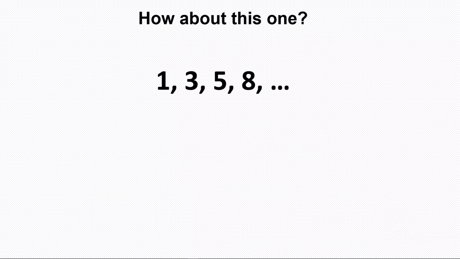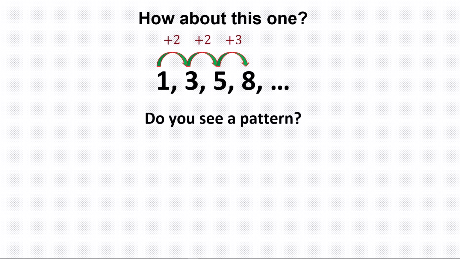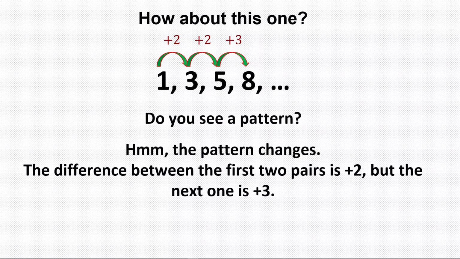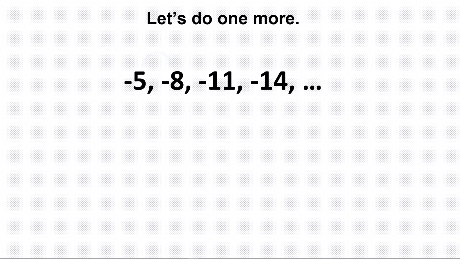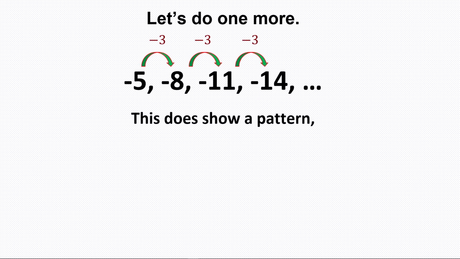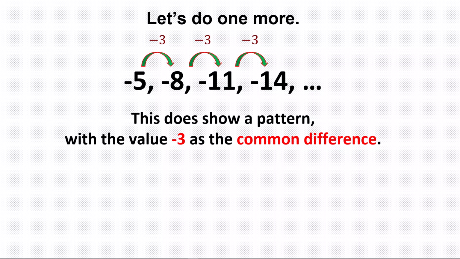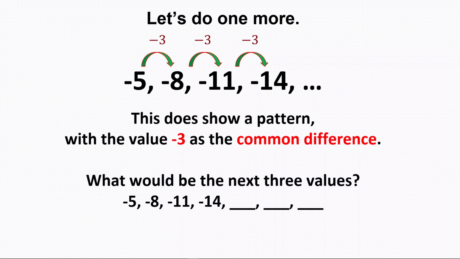How about this one? Do you see a pattern? The pattern changes. The difference between the first two pairs is +2, but the next one is +3. This is not an arithmetic sequence. Let's do one more. This does show a pattern with the value -3 as the common difference. What would be the next three values? If you thought -17, -20, and -23, you would be correct.